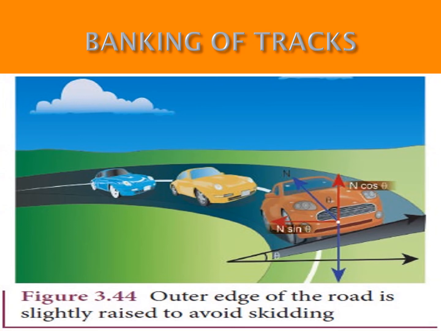The banking angle theta and the radius of curvature of the road determine the safe speed of the car at the turning. If the speed of the car exceeds this safe speed, then it starts to skid outward. Understood? But the frictional force comes into effect and provides additional centripetal force to prevent the skidding. At the same time, if the speed of the car is a little lesser than the safe speed, it starts to skid inward. You understood? This is the banking of tracks.